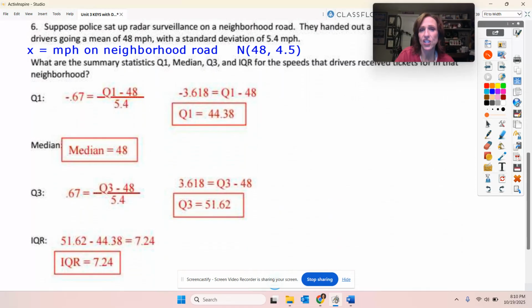All right, so that is part 2 of how you relate and find the Q1 and the Q3, the IQR, using the normal model. Okay, so I hope that helped for you, and you can now do pages 30 and 31 in your homework to practice that.